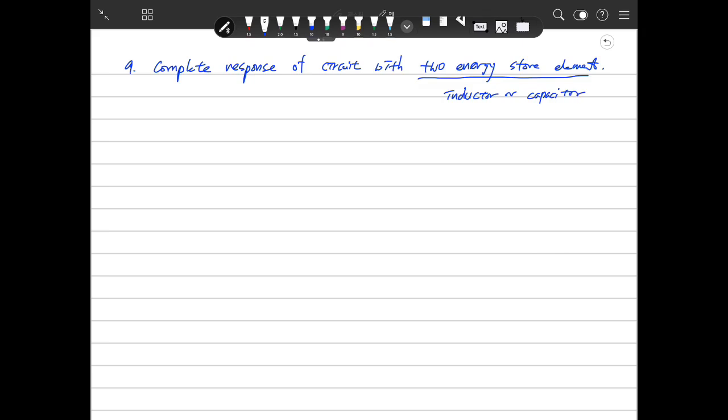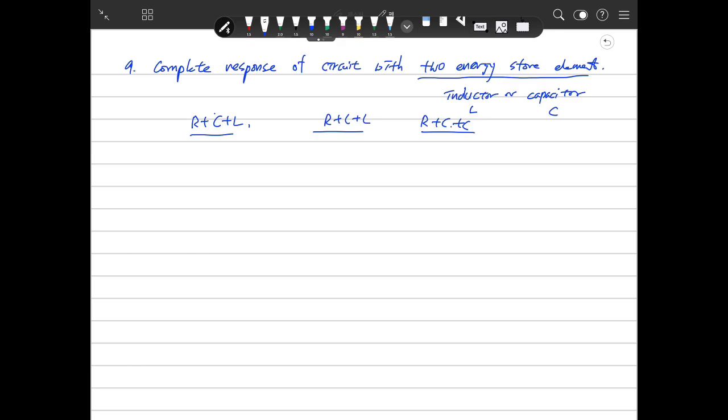Now in chapter 8 we discussed the circuit which has one inductor or one capacitor. In chapter 9 we discuss the circuit with two energy storage elements, inductor or capacitor. That could be inductor L and capacitor C in an RLC circuit, or RLL, or RCC. In each case there are two energy storage elements.